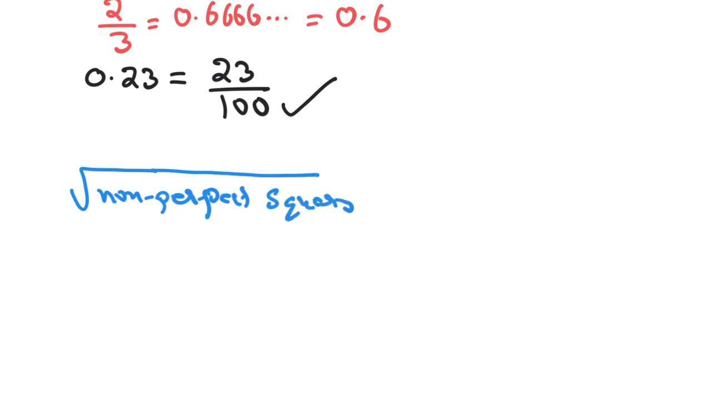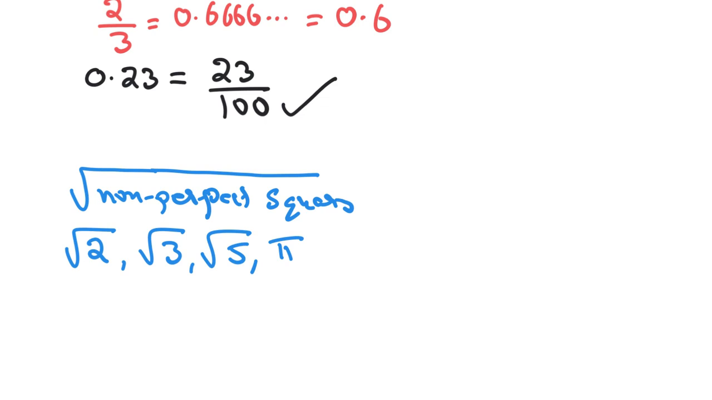For example, square root 2, and 2 is not a perfect square, so square root 2 is an irrational number. Square root 3, 3 is not a perfect square, so square root 3 is an irrational number. You get the idea? Square root 5 and so on. And even pi is an irrational number.